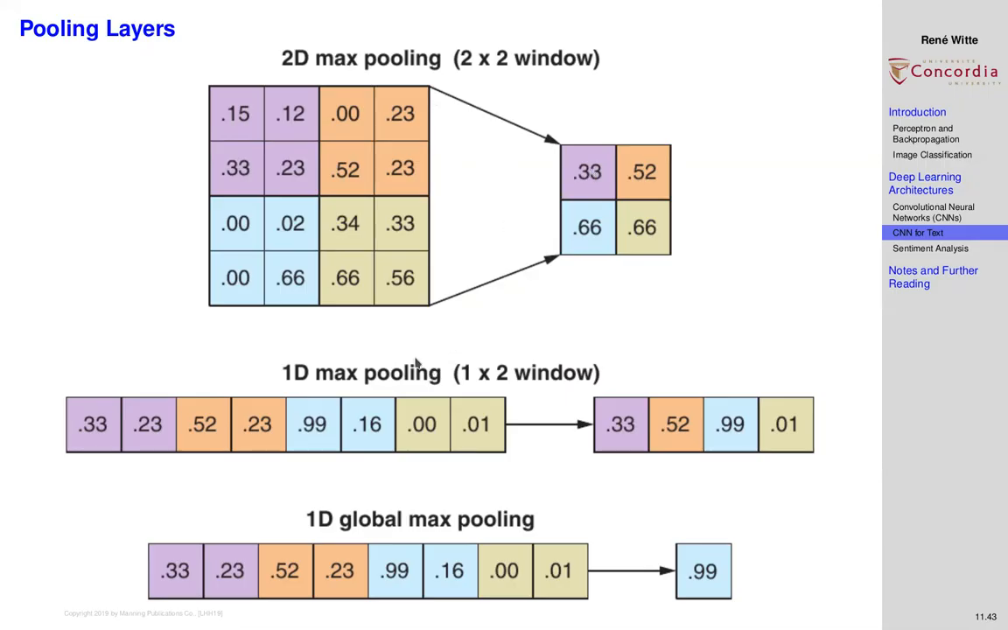For text, again, we are applying this not in 2 dimensions, but in 1 dimension. So for example, we could do a 1 times 2 window. For the first 2 words, we would take the maximum here. The second 2 words, again, the maximum. The third two, and the last two. And we get this resulting output vector. We can also do a 1D global max pooling, meaning we look at the maximum element in the whole vector. And for this vector here, the output would be 0.99.